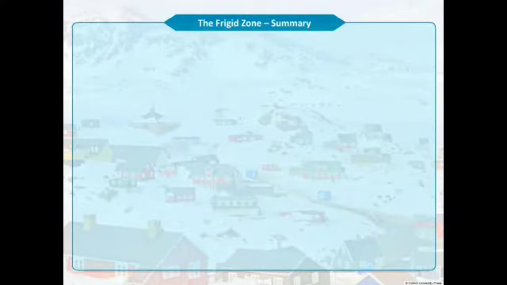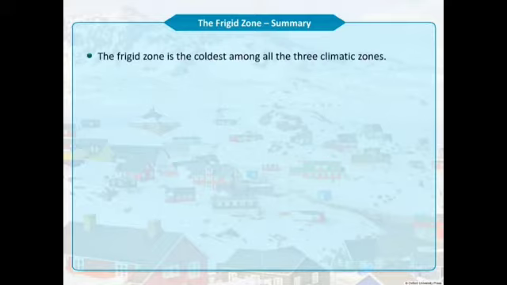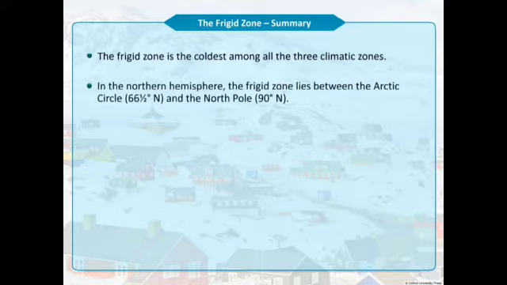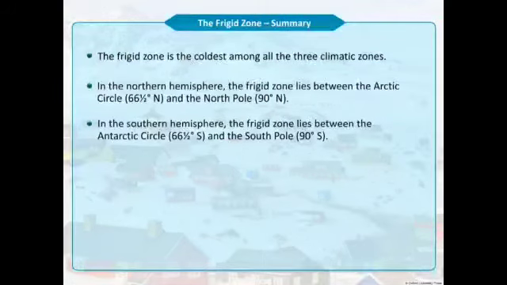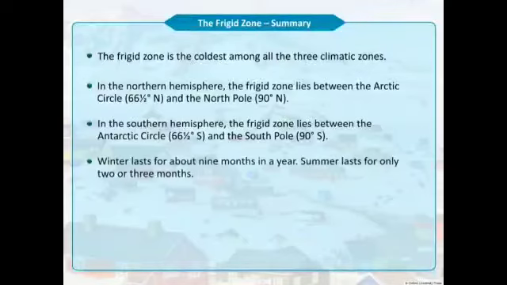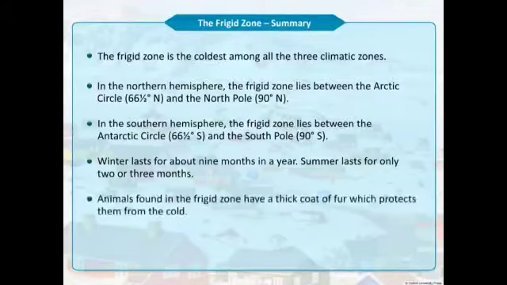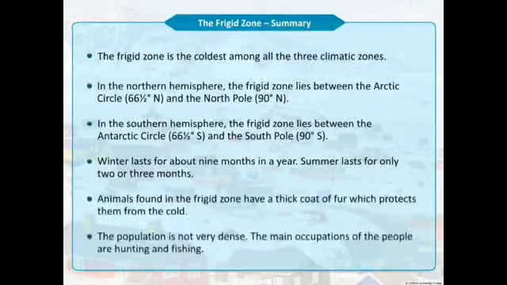Let us recall what we just learned. The frigid zone is the coldest among all the 3 climatic zones. In the northern hemisphere, the frigid zone lies between the Arctic Circle and the North Pole. In the southern hemisphere, the frigid zone lies between the Antarctic Circle and the South Pole. Winter lasts for about 9 months in a year. Summer lasts for only 2 or 3 months. Animals found in the frigid zone have a thick coat of fur, which protects them from the cold. The population is not very dense. The main occupations of the people are hunting and fishing.